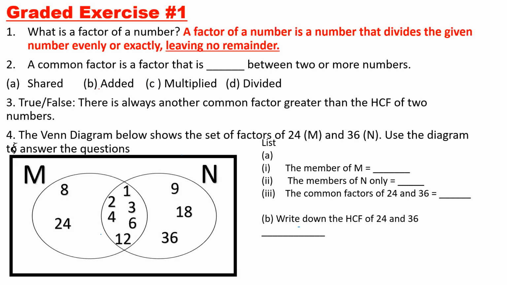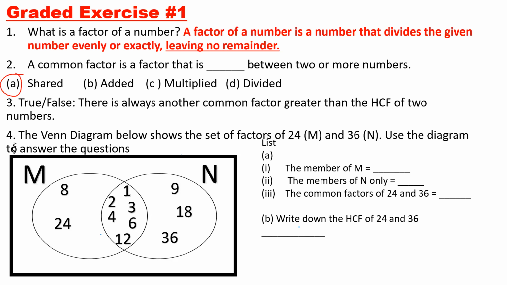What is it? A, B, C, or D? A. Very good. It is A. It's a factor that is shared between two numbers. Because it's a common factor, it's in both of them. All right.